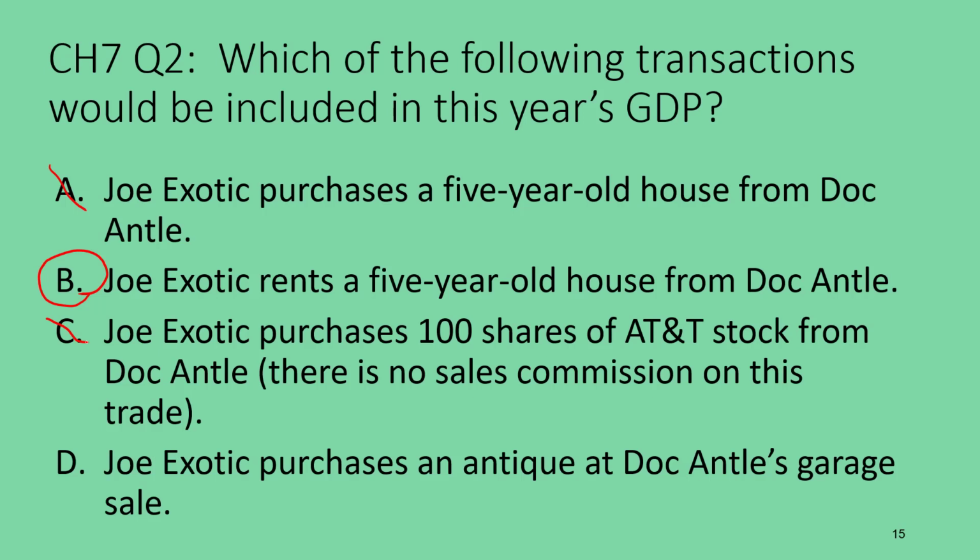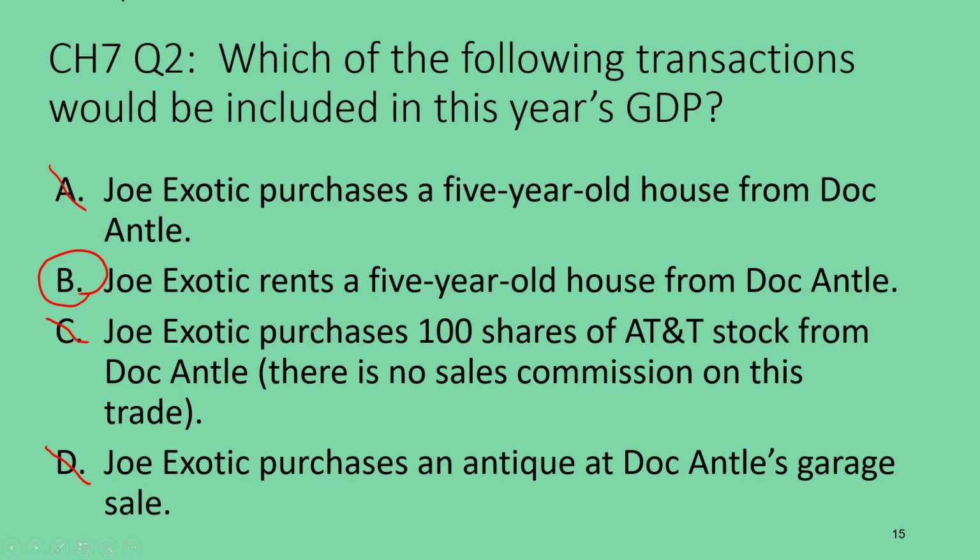And then Joe Exotic purchasing an antique at Doc Antle's garage sale. Well, again, antiques are things that are produced in previous periods, so that wouldn't be included into this year's GDP at all, because again, the value of that antique would have already been included into the previous year's GDP, the year in which that antique was produced. So B is the answer you're looking for on this one. So again, there's going to be questions like this on your quiz or exam. Make sure you know which transactions are being included in GDP and which ones are not.